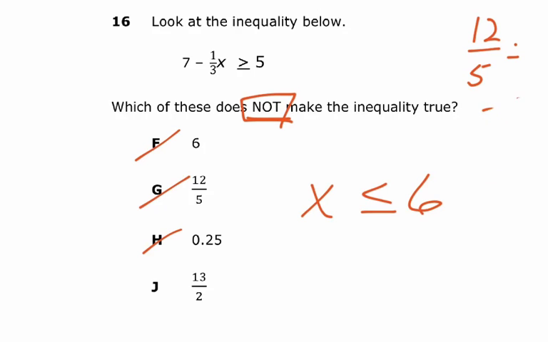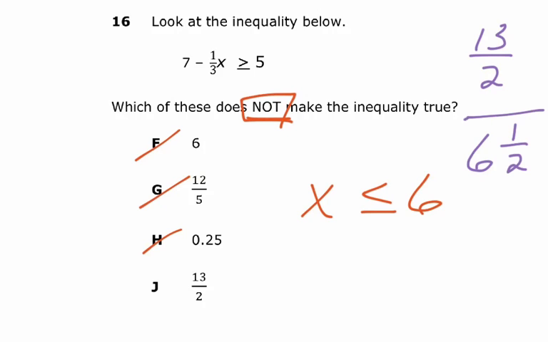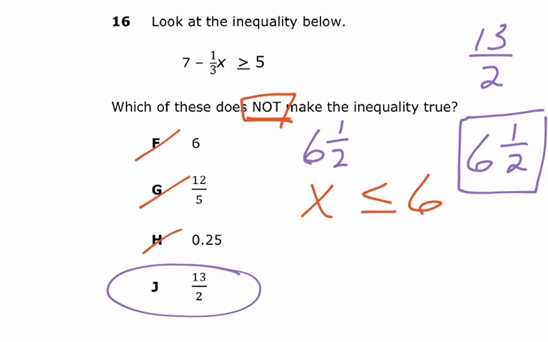And I'll show you why J works. J is an improper fraction, 13 halves. 13 halves means how many times does 2 go into 13? Well, it goes in 6, but then you have 1 remainder with your 2, so it's actually 6.5. So if I put 6.5 here, 6.5 is not less than or equal to 6. So J is the best answer for number 16.